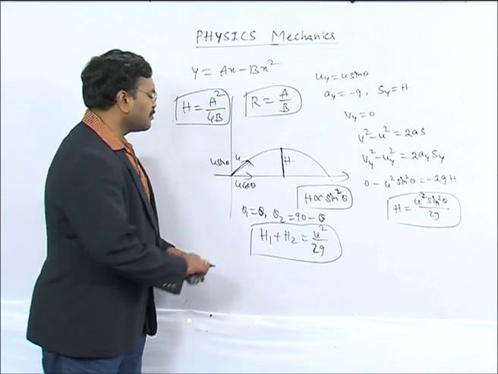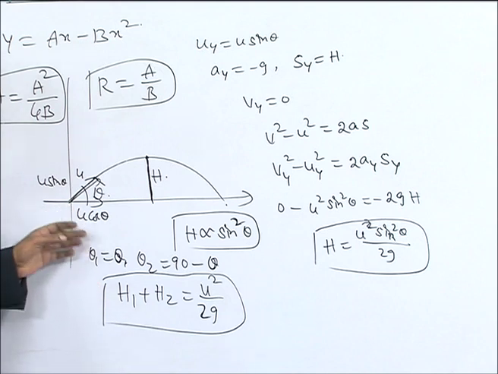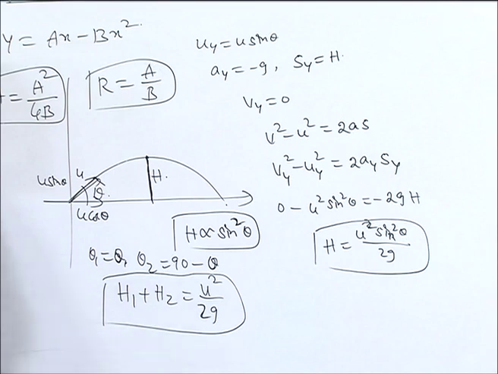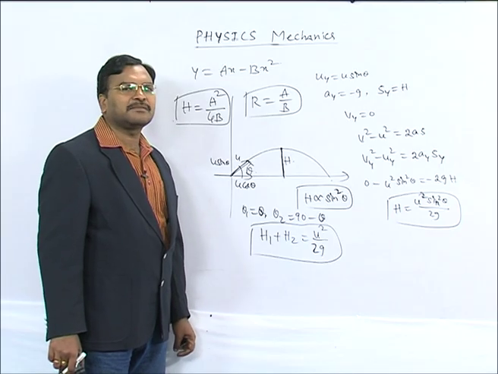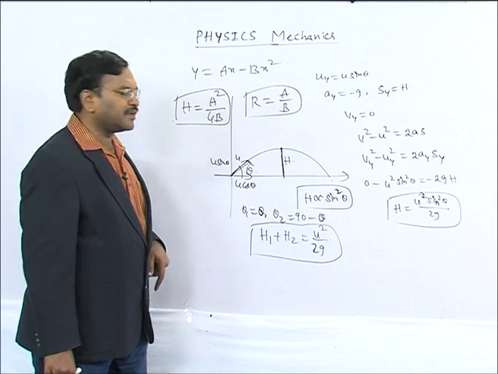Now, this is oblique projectile. Oblique projectile means what? A body projected at some angle with the horizontal. Now, it is the oblique projectile, and also we discuss here horizontal projection of a body from the top of a tower.